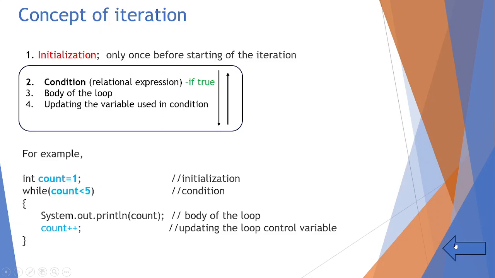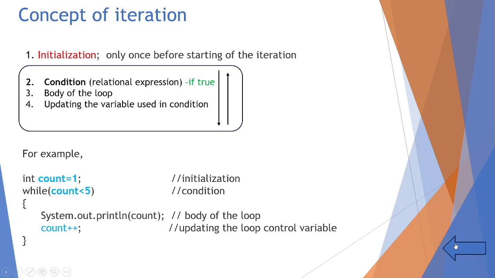Now initialization, again. The condition has a relational expression which repeats the loop. The body of the loop will be executed that many times if the relational expression is true. Then it updates, and again checks the condition. If true, the body of the loop runs and it updates. This happens till the condition becomes false.